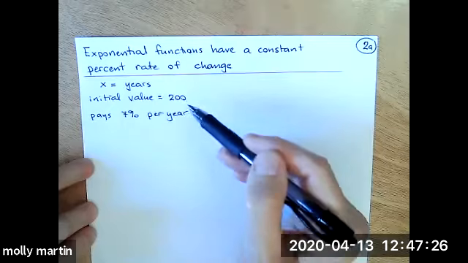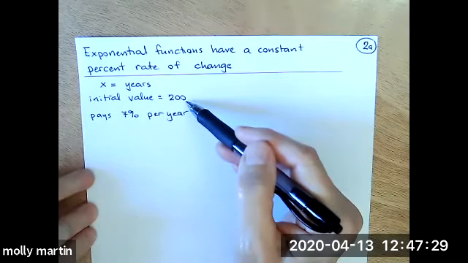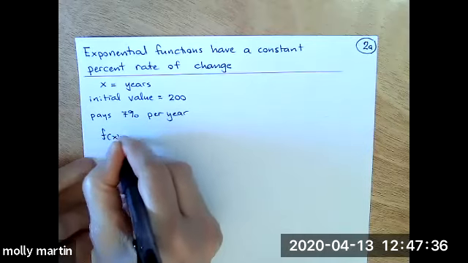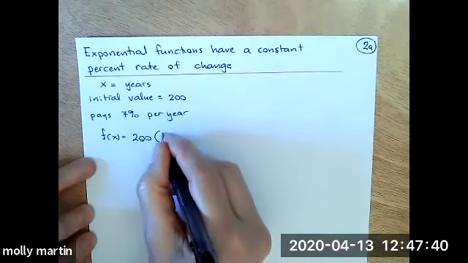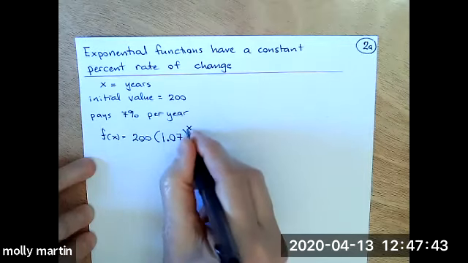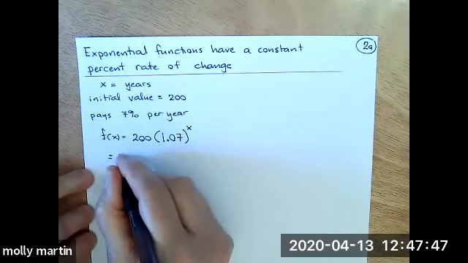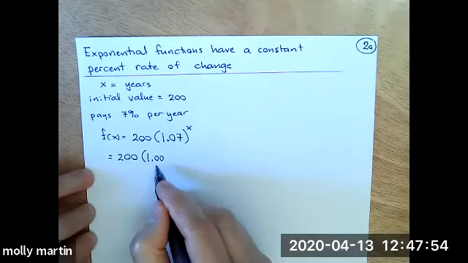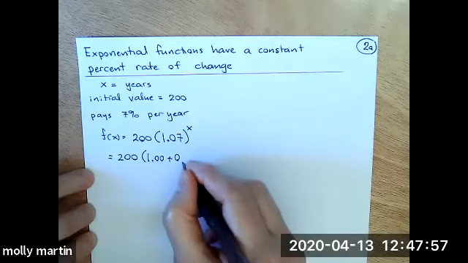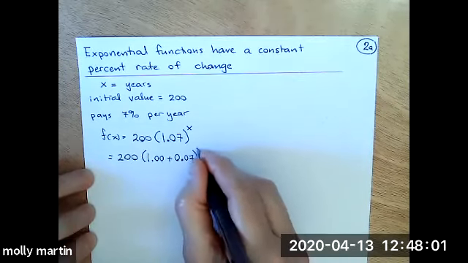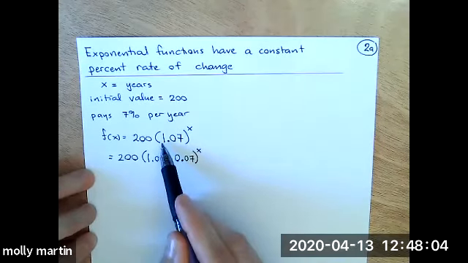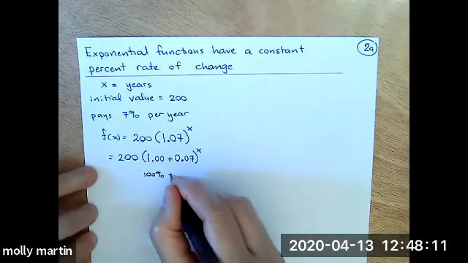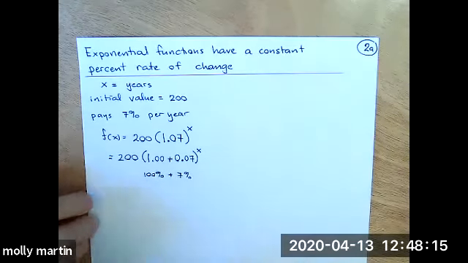If x is the number of years and your initial value was $200 and the function paid 7% per year, then your function would be 200 times 1.07 to the x. What you want to remember is that that 1 represents 100% of the initial value, and it's being increased by 7%. That's where you get a base of 1.07. So that's 100% increased by 7% each year.